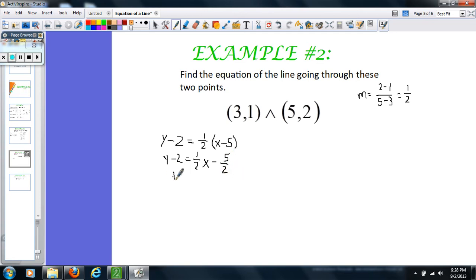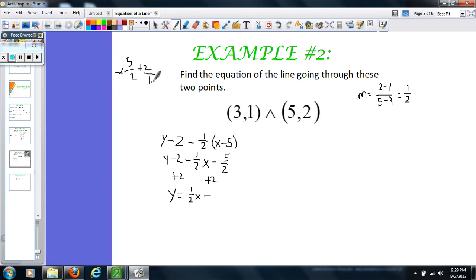And now I'm going to add 2 to both sides, and I get y equals 1/2 x minus, and this is 5/2 plus 2. I'll do it off to the side up here. So this is minus 5/2 here plus 2.